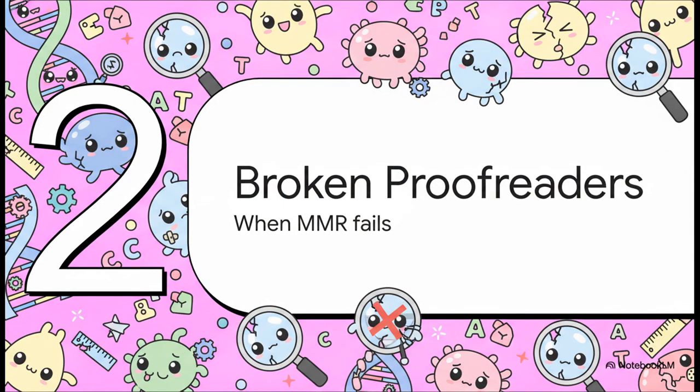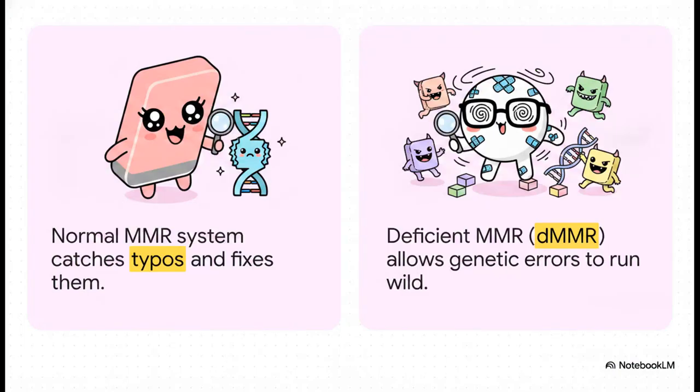Moving right along to part 2, the broken proofreaders. Of course, our bodies usually have a built-in solution for these slipping mistakes. Normally, our cells have a fantastic built-in autocorrect, a mismatch repair system, or MMR, that immediately catches these typos and fixes them. But when that dMMR system is deficient or broken, those slipping mutations aren't caught. The genetic errors are literally allowed to run wild.